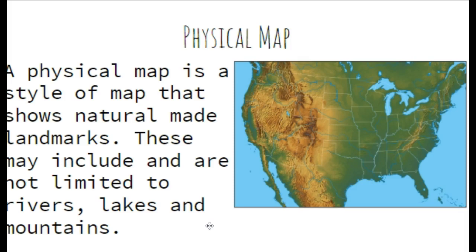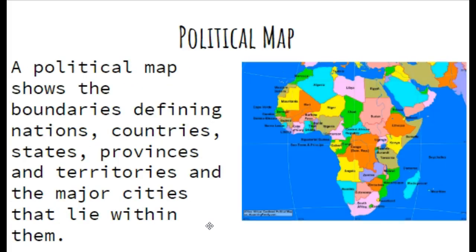A physical map is a style of map that shows naturally made landmarks. These may include and are not limited to rivers, lakes, and mountains. Political maps. A political map shows the boundaries defining nations, countries, states, provinces, and territories, and the major cities that lie within them.